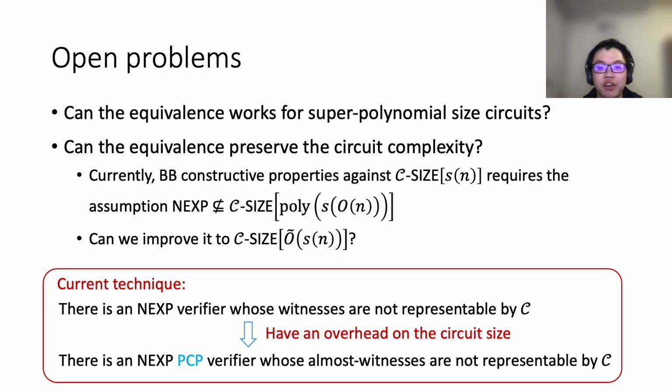Okay, finally, I will conclude with two related open problems. First, does such equivalence also work for superpolynomial-sized circuits? And can the equivalence preserve the circuit complexity? Currently, if we want a black box constructive property against C circuits of size S(n), we must rely on the lower bound assumption against C circuits of much larger circuit size. Can we improve this to say S~(n)? This may allow us to build much finer equivalence instead of just saying polynomial size.